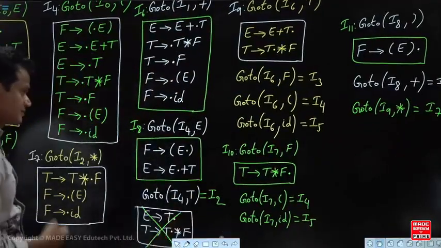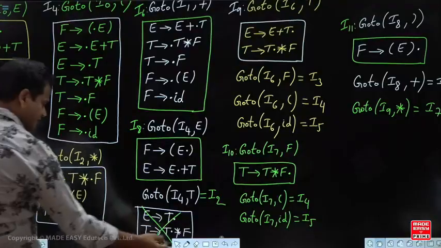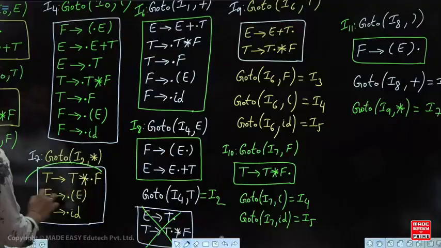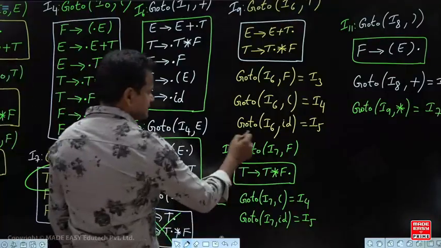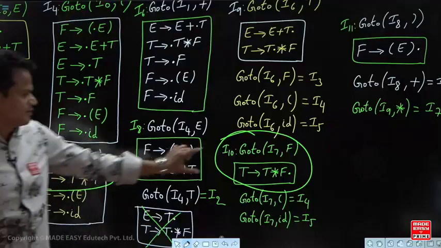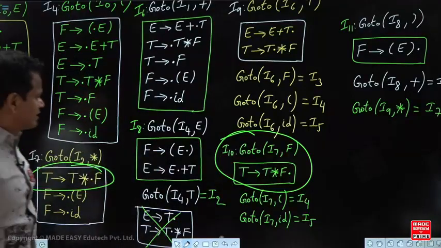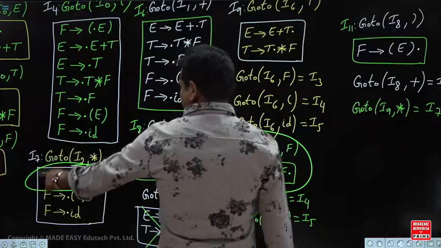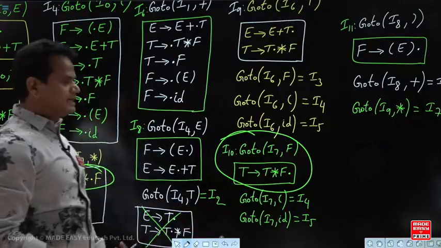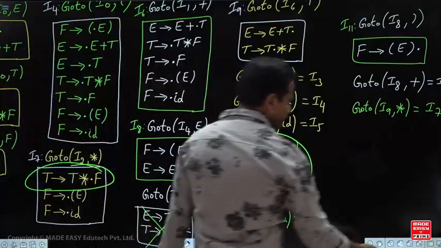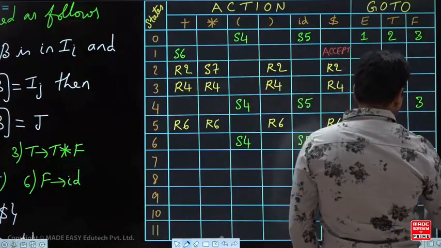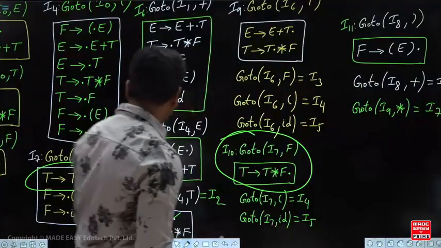This is I7. Now I7 comma F. It has gone to I10. The name of the state is I10, and F is a non-terminal. So in the 7th row, Fth column, we write 10. That's it. Now we have done.